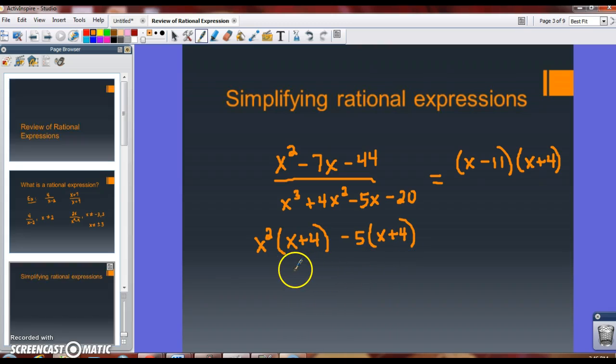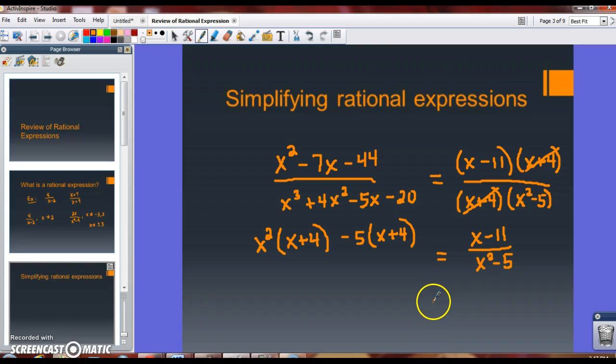And so when I factor the bottom, I end up with x squared, I'll write it over here, x plus 4 and x squared minus 5. Okay, so those are my factors. So now I can simplify because I can cancel my common factors. So the factors I would cancel are x plus 4 and x plus 4. And that would leave me with x minus 11 over x squared minus 5.